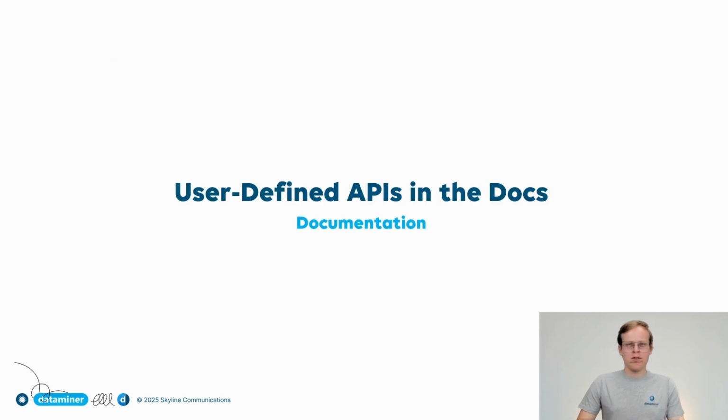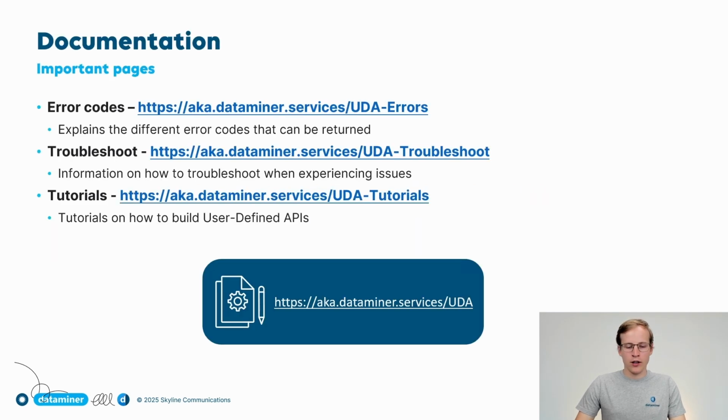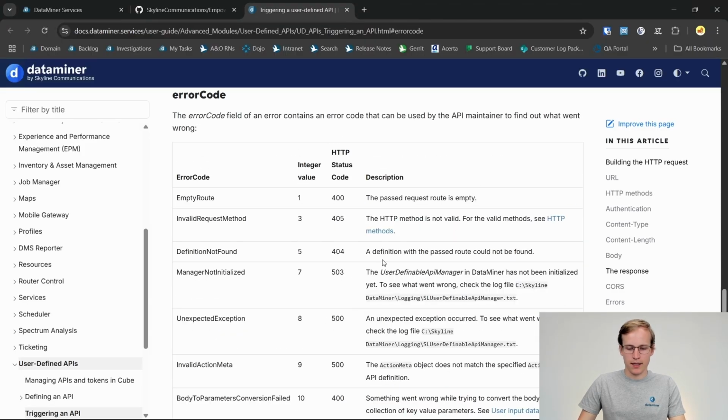To completely round up the session, I just want to highlight the documentation for our user-defined APIs feature. We have put an extensive amount of time into creating documentation that is as clear as possible, with everything you'll need to work with this feature, debug it, and so on. The page that I would definitely recommend checking out and being aware of is this error codes page. So actually, I'll show you this page.